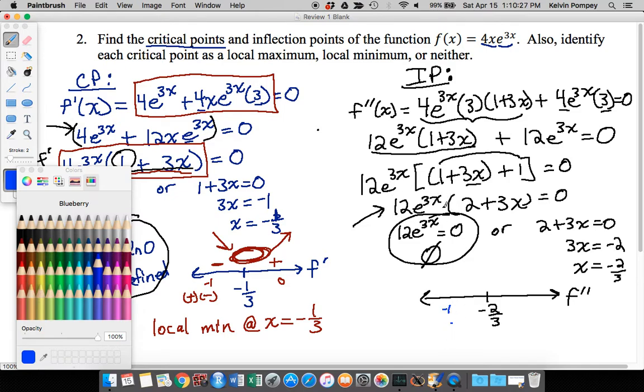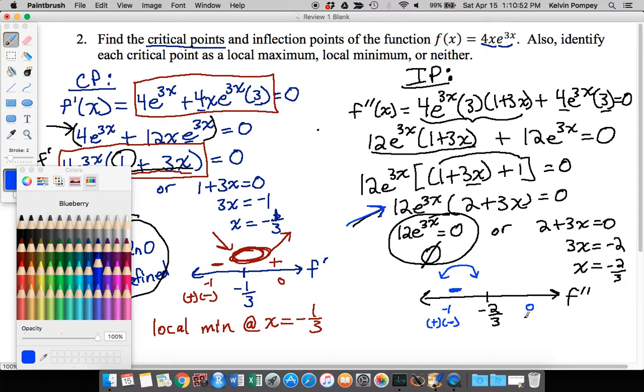This first part here is going to be positive always, so I'm going to have a positive. The second part, if I plug in -1 for x, I'm going to get 2 minus 3, which is -1, so this is negative. That means that my function is concave down. My function is concave down when my second derivative is negative. And then I'll plug a number like 0, because that's to the right of negative 2/3, into this second derivative.